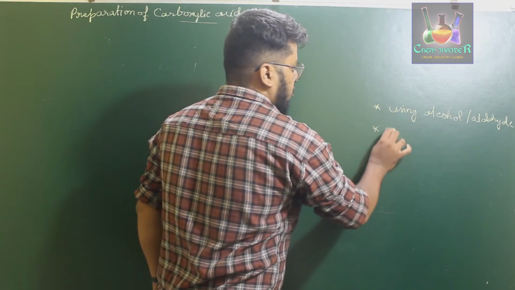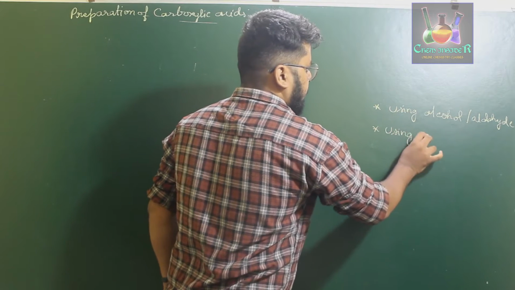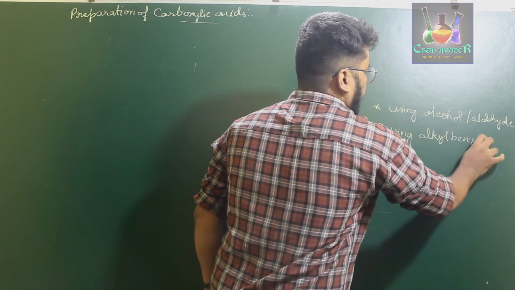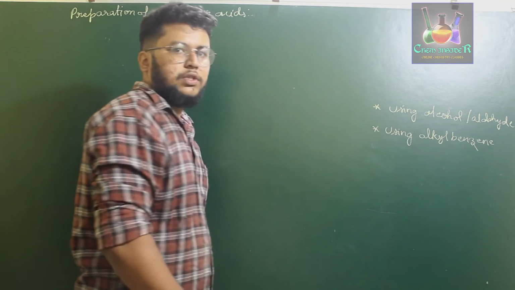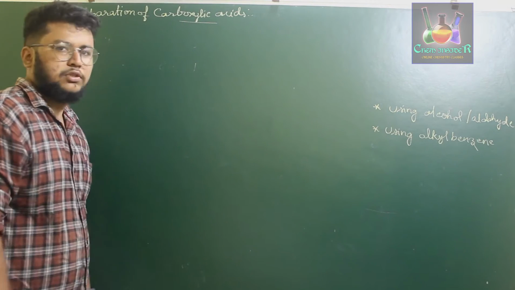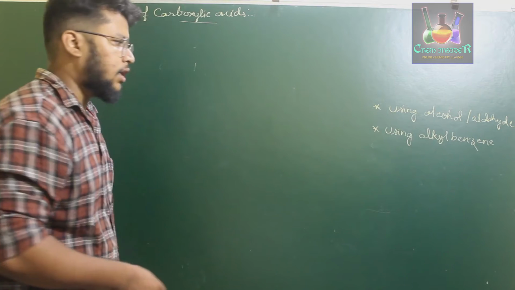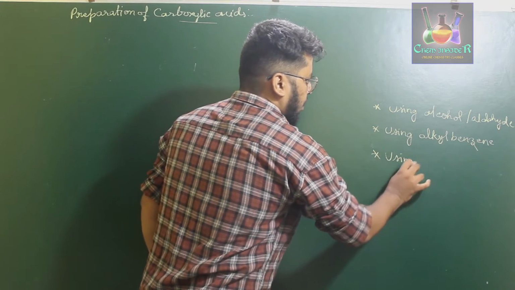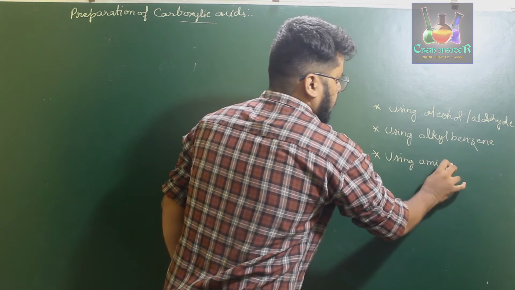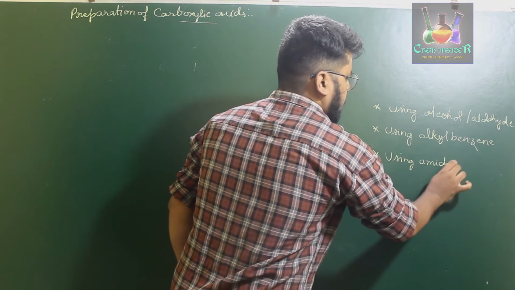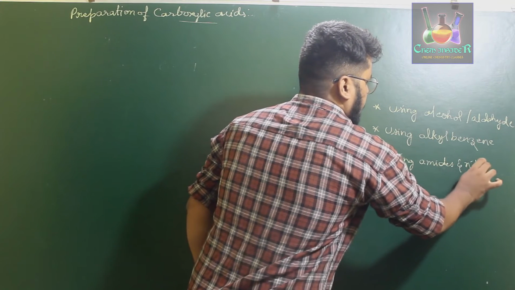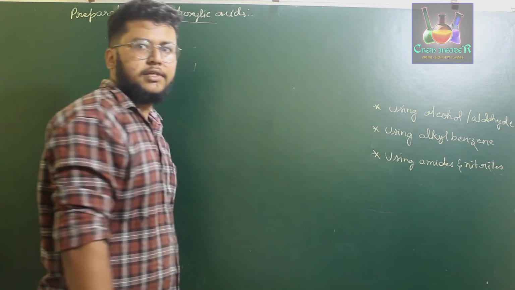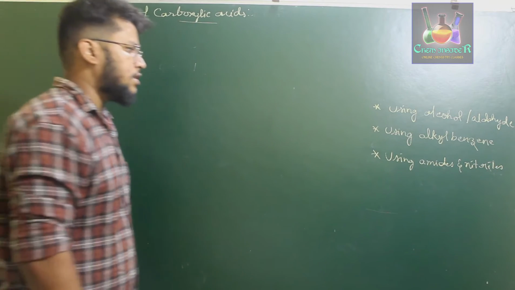Second process is using alkyl benzenes for aryl carboxylic acid. If you have to prepare aryl carboxylic acid, you can use alkyl benzene and oxidize those alkyl benzenes to form the respective aryl carboxylic acids. Next, you can use amides and nitriles. So amides and nitriles can also be used for the preparation of carboxylic acid.